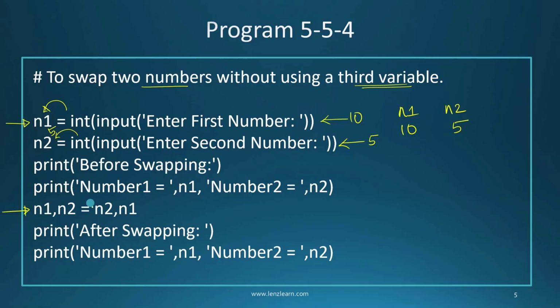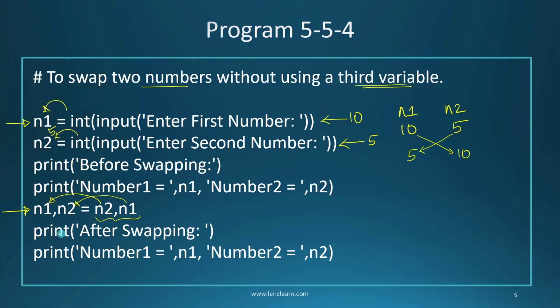Now you see this is a simple technique which works in Python. Here you can write n1 comma n2 and after that you can assign what value should be given to n1 and what value should be given to n2. So you just have to invert the order over here. What happens is that the value of n2 will be moved to n1, and value of n1 will be moved to n2. So you see, swapping is done.